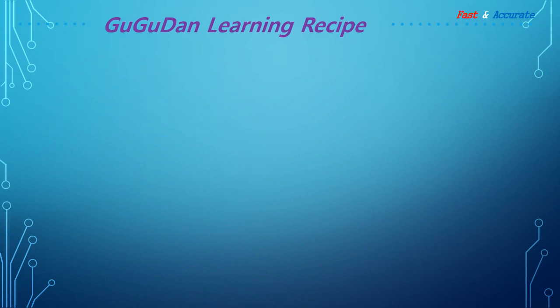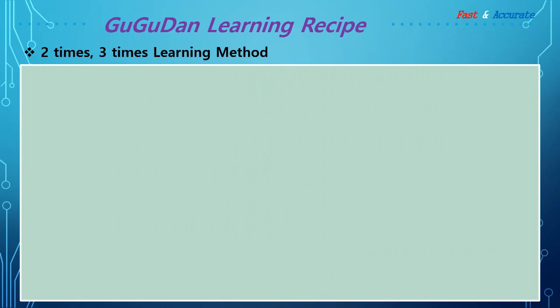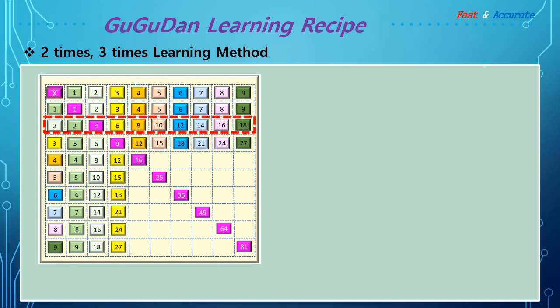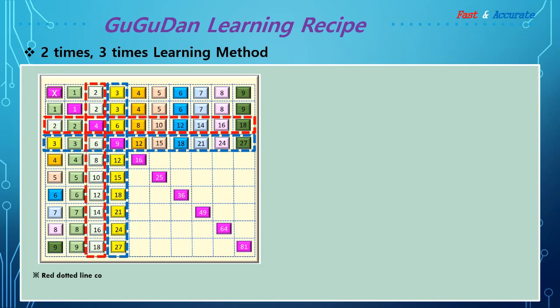The first chapter of Gugudan learning recipe is 2 and 3 times learning method, and it wouldn't be too much to learn together because it is relatively easy to children. 2 times table is the multiplication value in the area marked by the red dotted line, and 3 times table is the multiplication value in the area marked by the blue dotted line. The numbers of multiplication values of 2 times and 3 times are not very large, so you may let your kids memorize them simply in order to help memorization training.